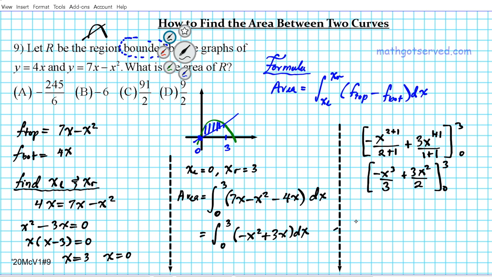So if we plug in the top, we're going to have negative 3 to the third over 3 plus 3 times 3 squared over 2. When you plug in 0 in these two terms, the entire thing becomes 0. So you don't have to bother yourself with that. Let's go ahead and simplify this. This becomes negative 27 over 3 plus 3 times 3 is 9, 27 over 2.